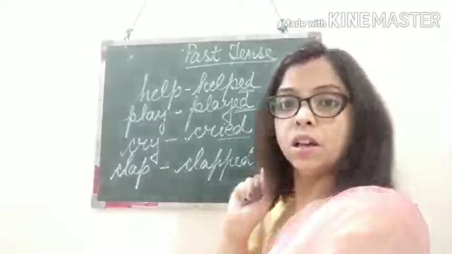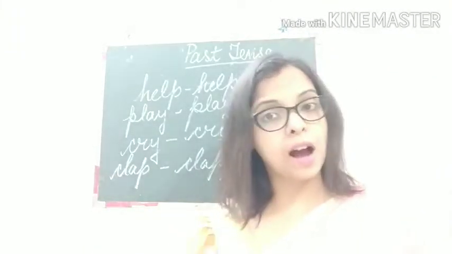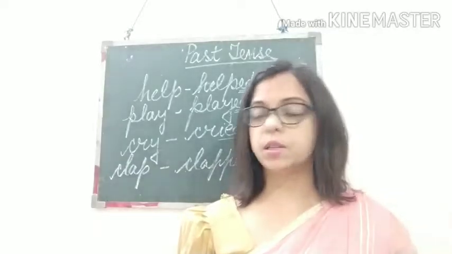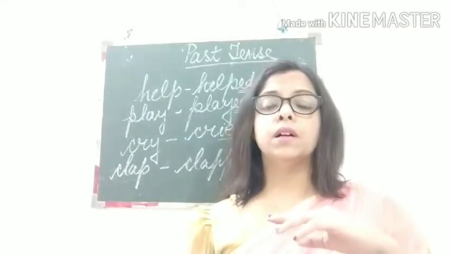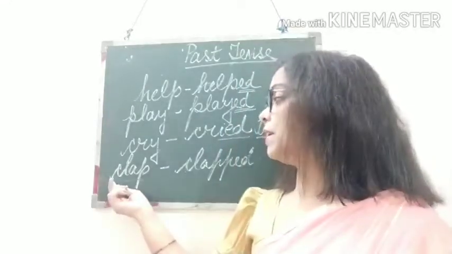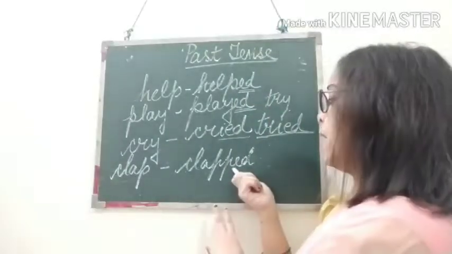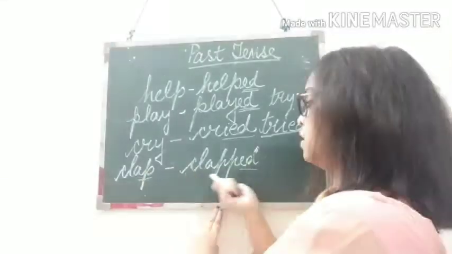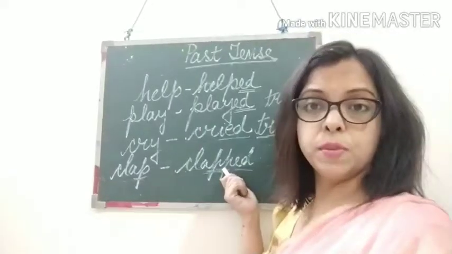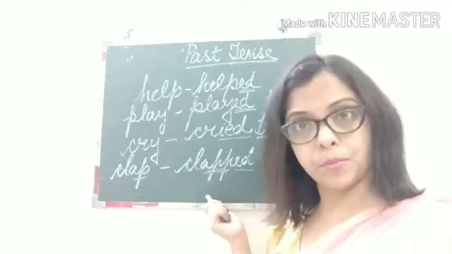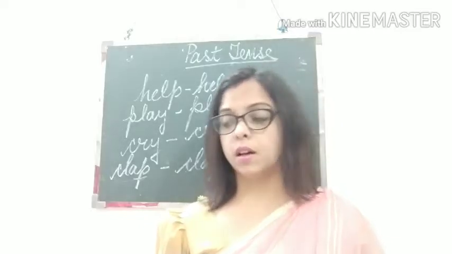T-R-I-E-D. Tried. Okay? So the words that end with y, we drop y and we add ied to the word. Sometimes when we add ed, the last letter of the verb becomes doubled. Like example, clap. I clap. I clapped. Now see here we have added ed and this word has the letter P in double form, C-L-A-P-P-E-D, clapped. So sometimes it happens that when we add ed, the last letter of the word doubles.